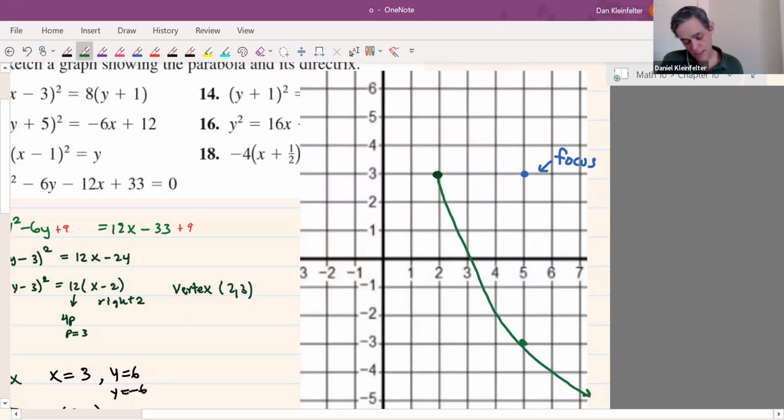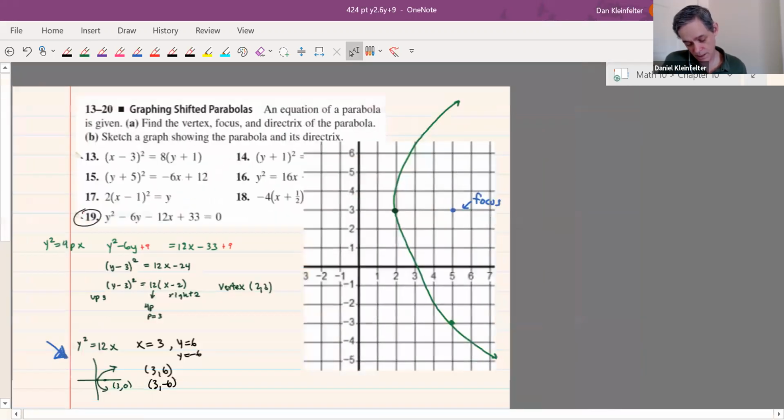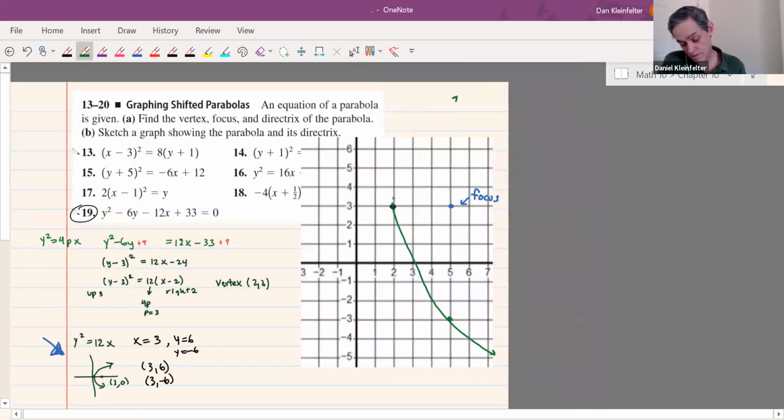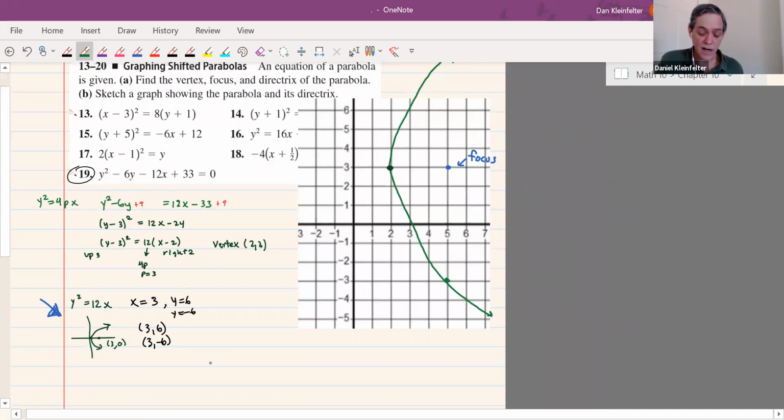Okay, so something like that. And then if I wanted to go up 6 from here, my grid doesn't go up that high, so we're going to fake it. It could look nicer, could look a lot nicer. Okay, all right, so that's decent. So that is our graph.